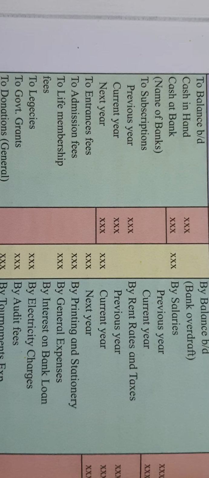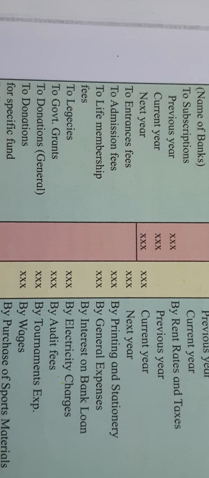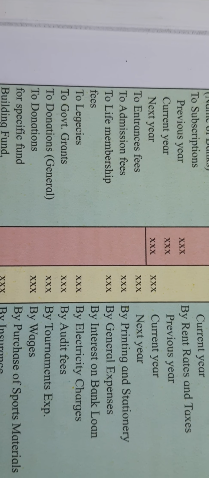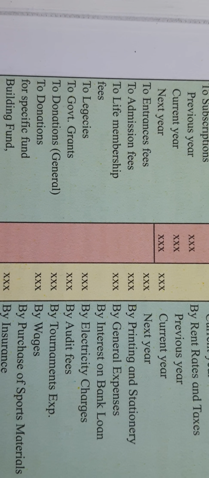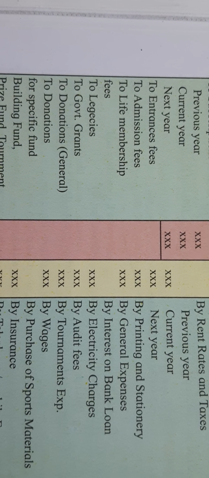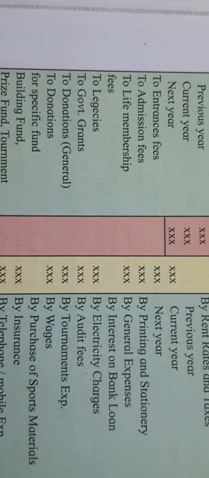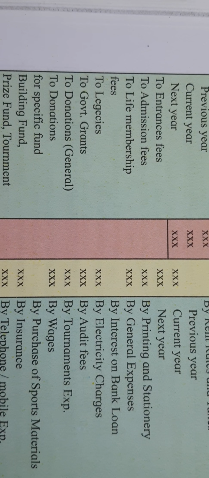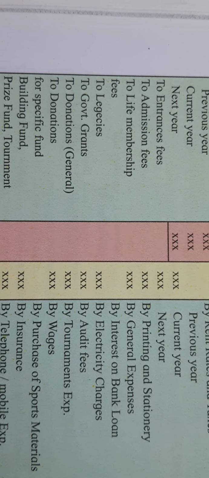Then next is given legacies, right? Now what does legacy mean? Legacy means a gift given by a person to the concern as per the will of such person. Such a gift may be an amount or any other item of value. After the death of such a person, his successor or legal representative gives this gift to the concern. It is a non-recurring income.